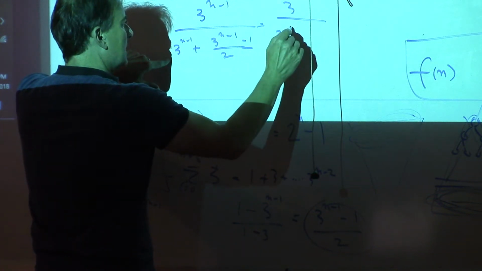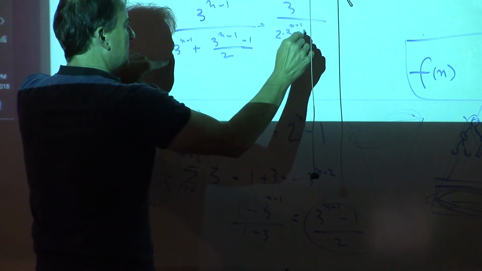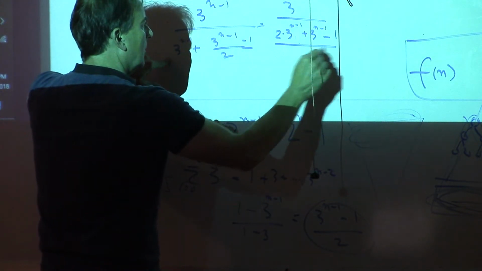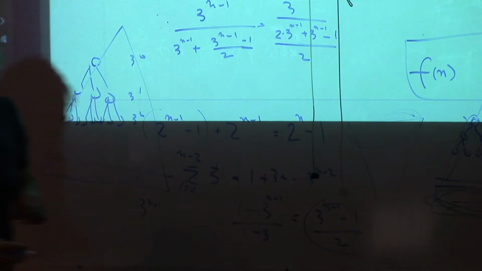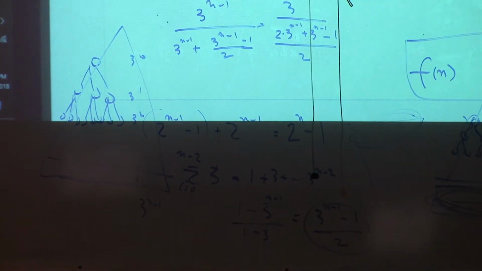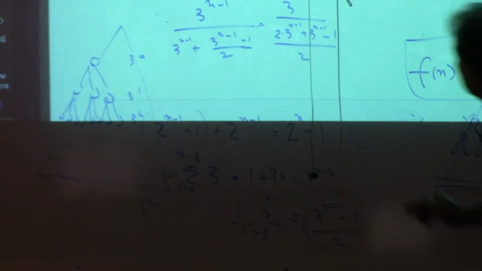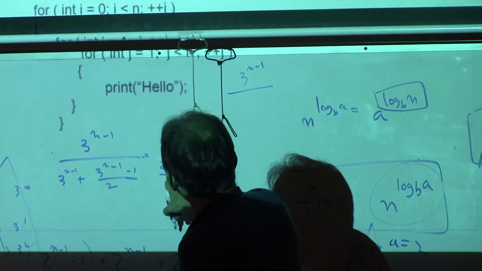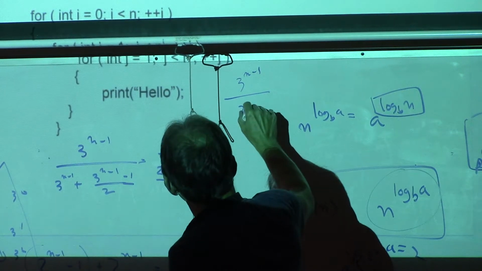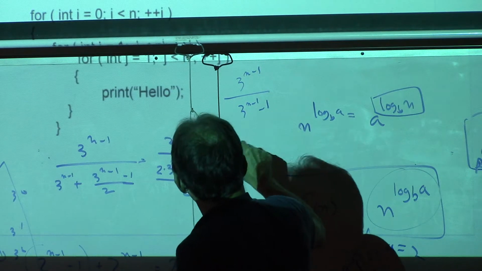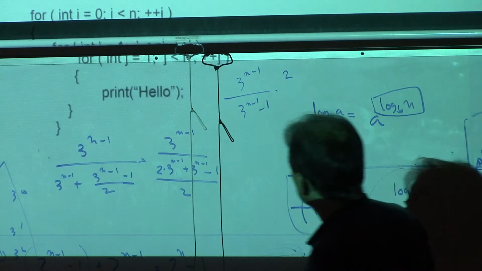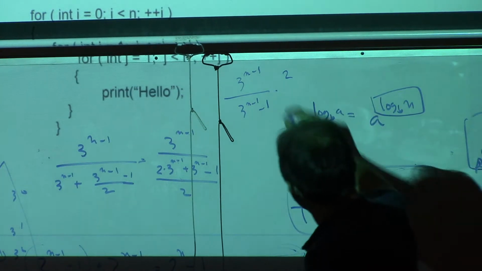2 times 3 to the n minus 1, plus 3 to the n minus 1, minus 1 over 2, right? What do we got? Well, what we have is 3 to the n minus 1 power over 2 of these, minus 1 of these, is going to be 3 to the n minus 1 over 2 times 2. You see what I'm saying?